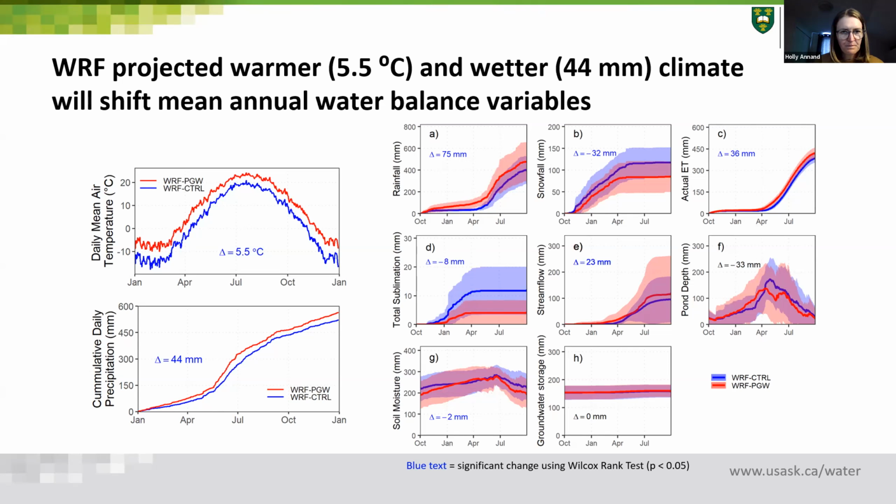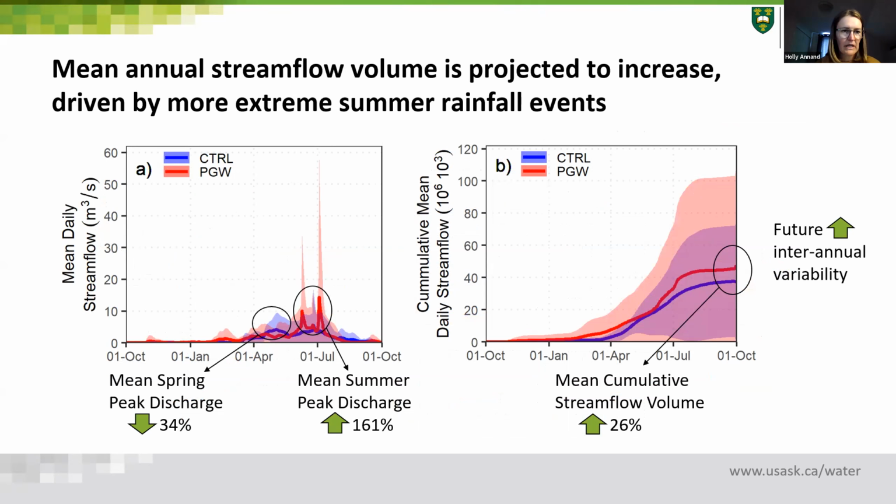So when we get into the streamflow simulation, then the mean annual streamflow volume is projected to increase, and it's really driven by more extreme summer rainfall events in the future period. So on the left here, we're looking at mean daily streamflow hydrograph, and in the spring period, we see a decrease in peak discharge of about 34%. And then in the summer period, peak discharge increasing drastically at 161%. And that's really driven by a few substantial rainfall events in the future climate period.